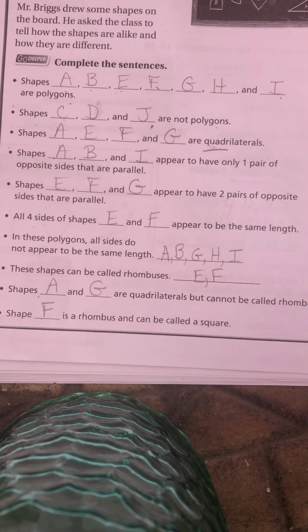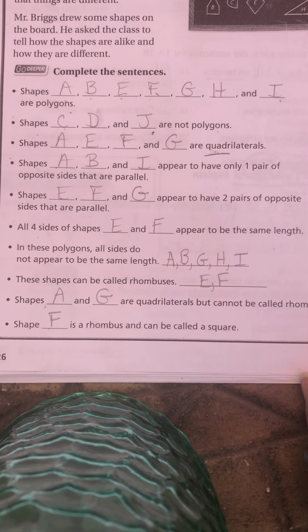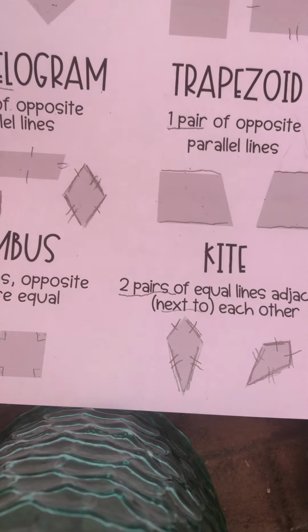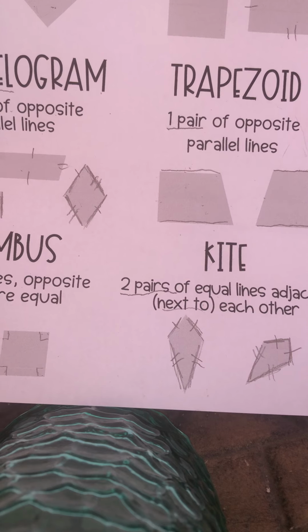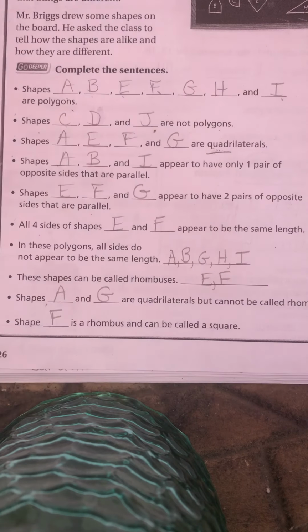So look those over, talk them over with your parents. Again, I showed you this poster. You could pause this poster and go back to it in the video to go over the different types of quadrilaterals there are. All right, I'm stopping there. We are done.